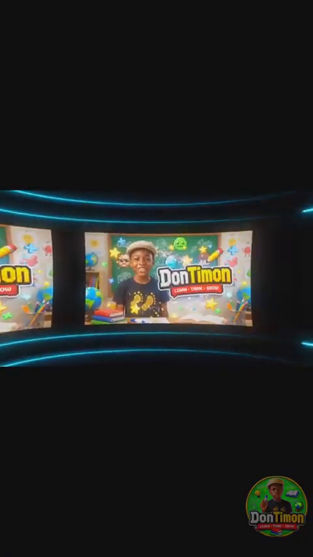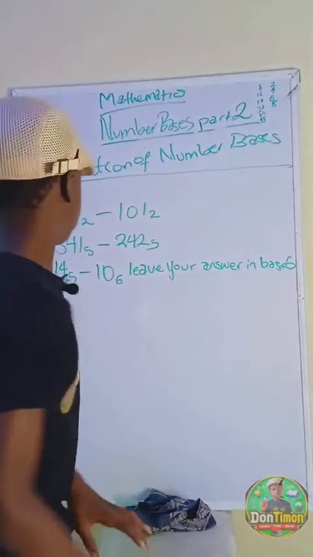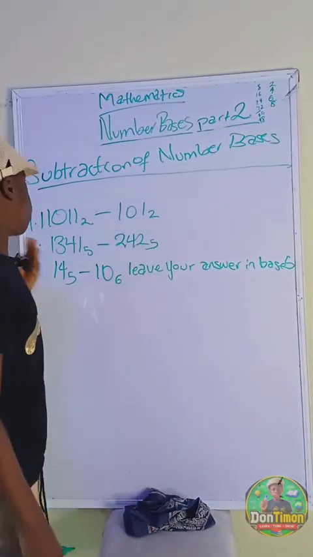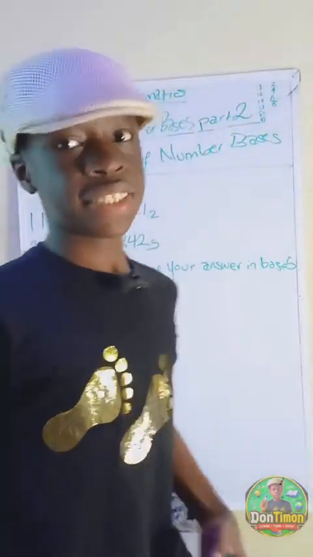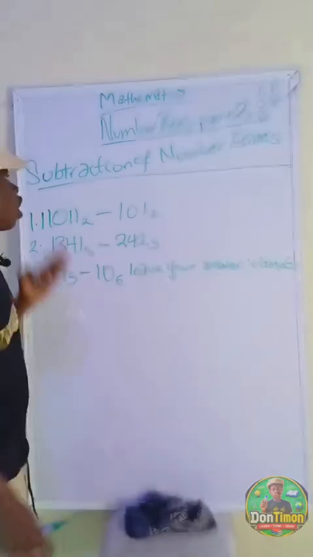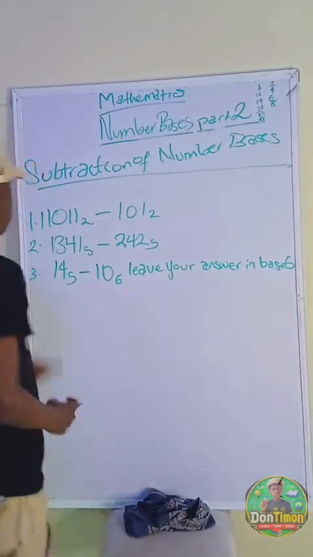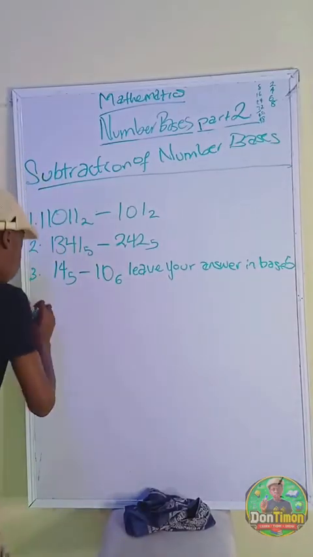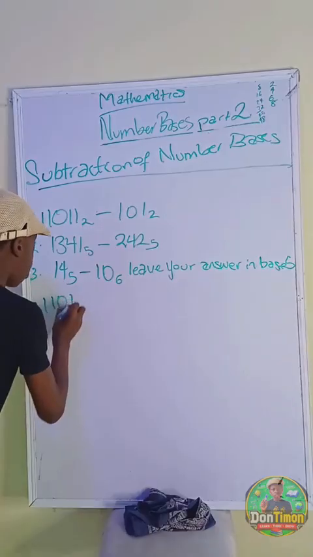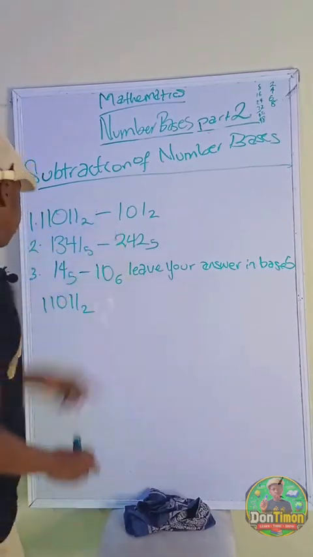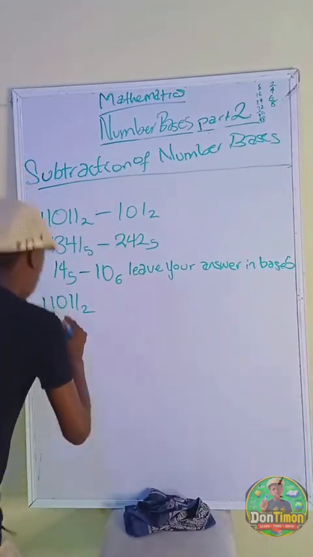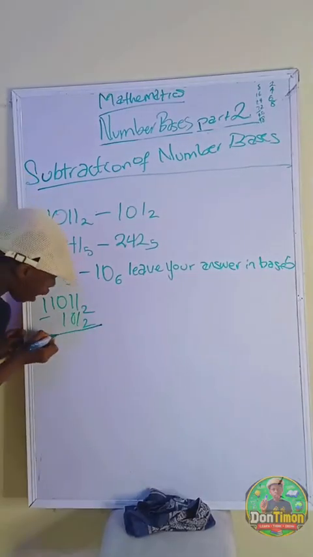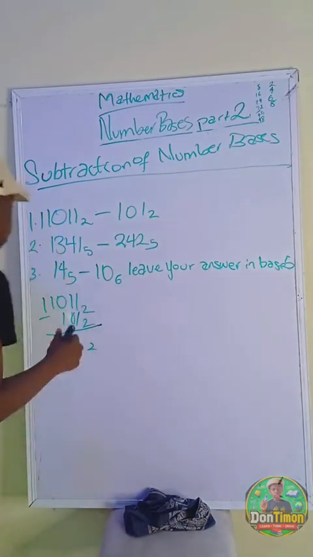Let's explore together. So, let's move over to the subtraction of number bases. 11011 base 2 minus 101 base 2. This is simple subtraction of number bases. First of all, we're going to write our equation. 11011 base 2 minus 101 base 2. We draw a line. We add base 2 over here.